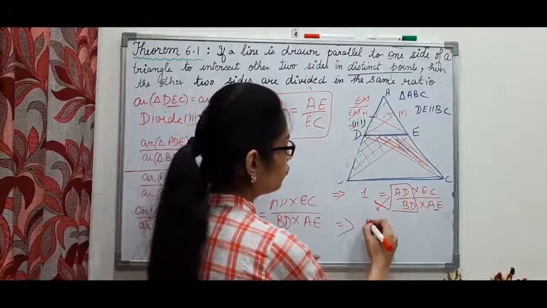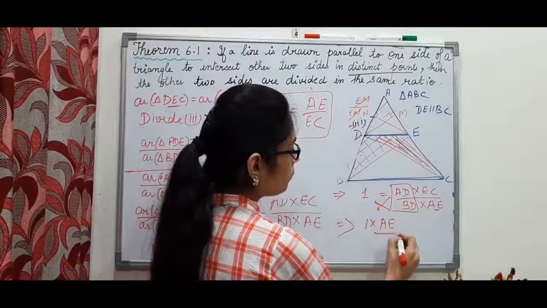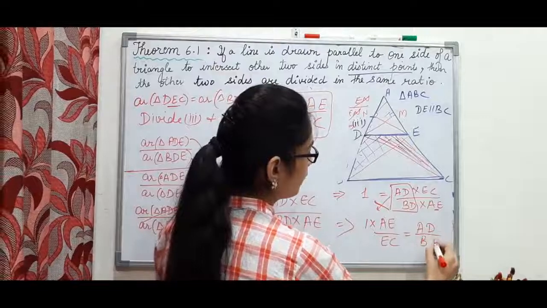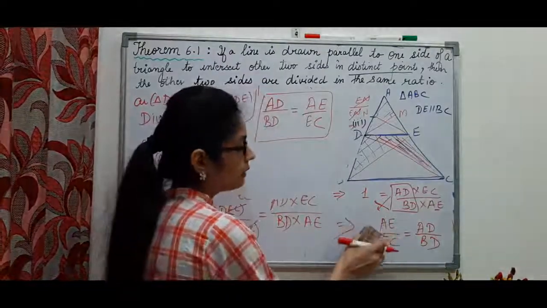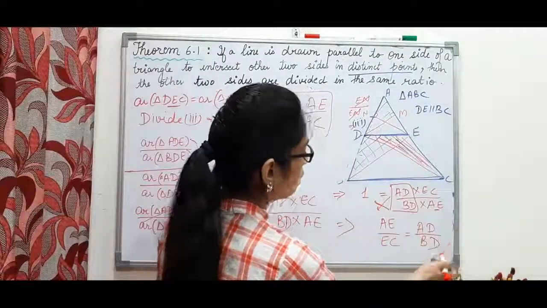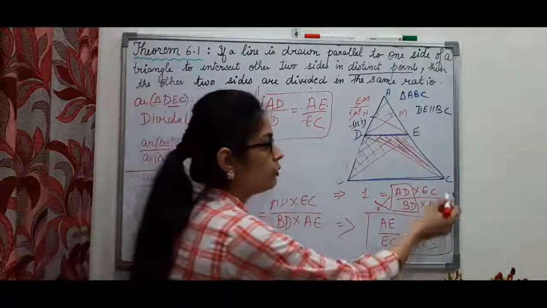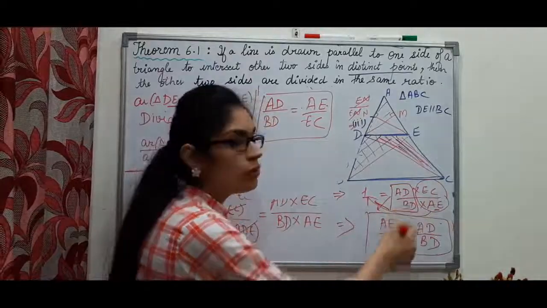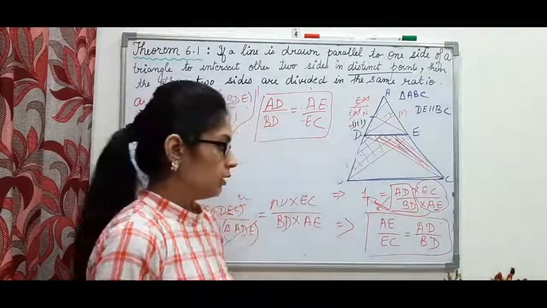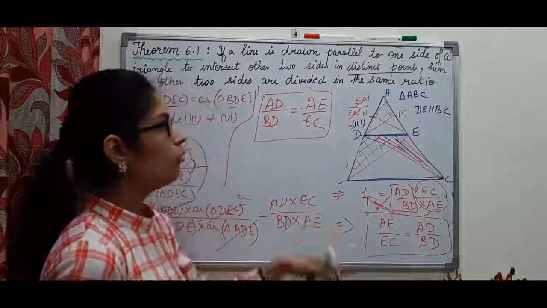So I will get both, they will get multiplied by 1 because 1 is present here. 1 into AE upon EC is equal to AD upon BD. So 1, if you multiply, you will get the same term. Can you see now? AD upon BD is equal to AE upon EC. So we have got the required result. You have just shifted this thing to the other side. On shifting, your numerator has changed into the denominator and the denominator into the numerator. So after doing all these things, we have got our final answer, which means we have proved the theorem.